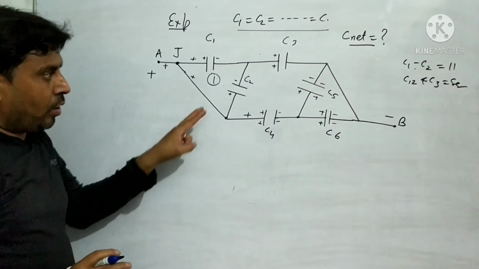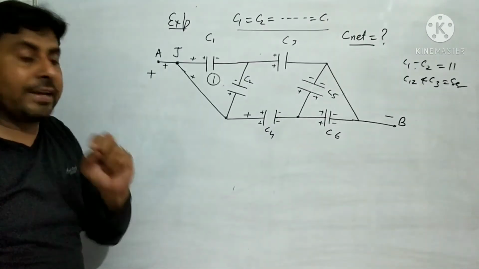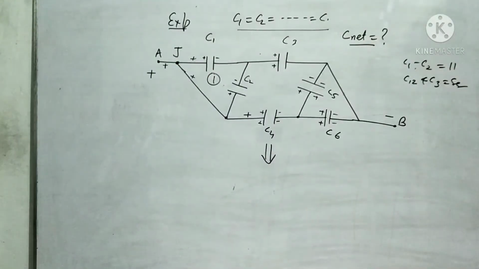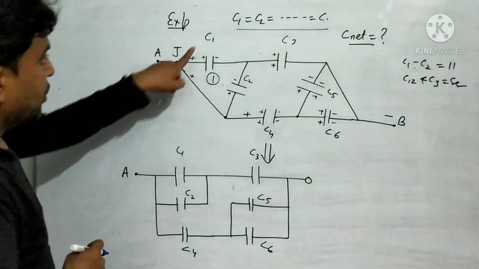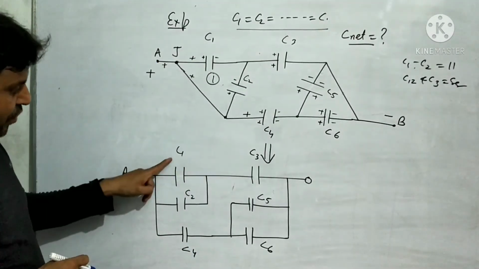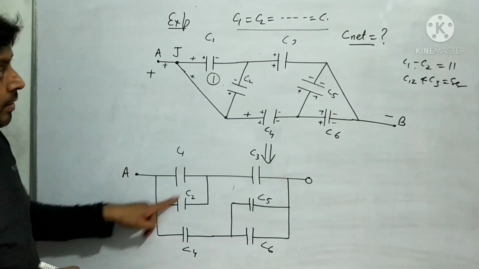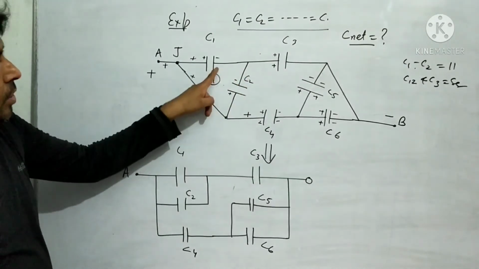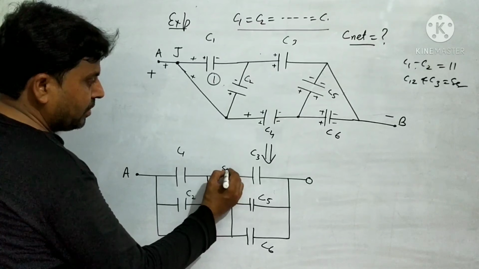Clear? So again I want to just modify the circuit. How will we calculate that? Let me modify the circuit. So the circuit is modified in this arrangement: C1 and C2 both are in parallel. Clear? C3 is in series with these two. Then C3 is here. This is series.